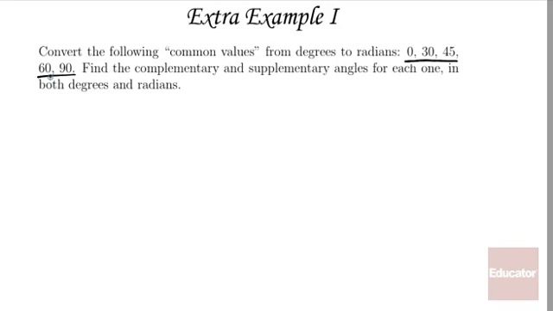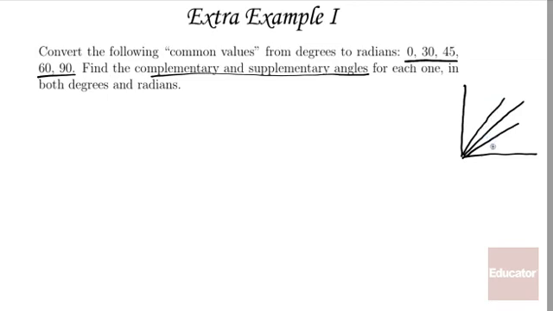What we're going to do is find the complementary and supplementary angles for each one in both degrees and radians. The reason these angles are so important is because 90 degrees is a right angle, and what we're doing is chopping a right angle up into either 2 equal pieces, which gives us 45 degrees, or 3 equal pieces, which gives us the 30 and 60 degree angles. So those are very common ones that come up very often. So it's worth knowing what these are in both degrees and radians, and knowing what the complements and supplements are in degrees and radians as well.